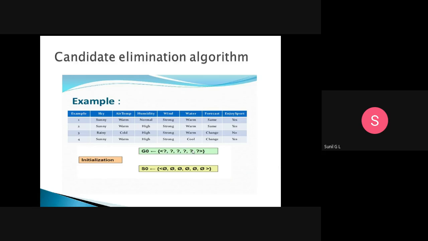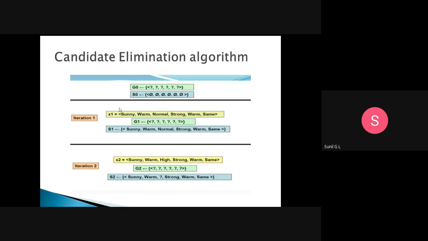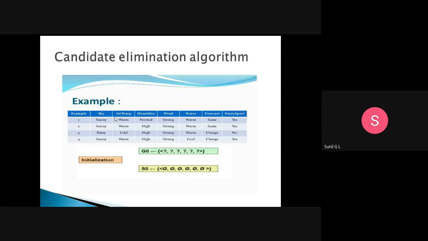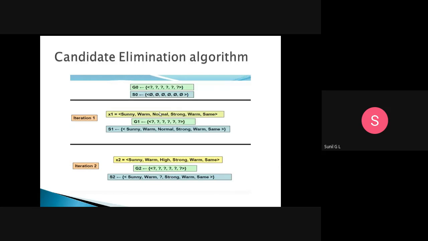Okay, initialized. Take the first instance. The first instance x1 is sunny, warm, normal, strong, warm, same, and the answer is yes. Here we have already initialized the general hypothesis with all question marks and the specific hypothesis with all theta values.